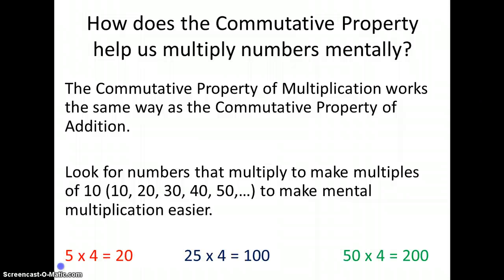Here are some examples. 5 times 4 equals 20. 20 is a multiple of 10. 25 times 4 equals 100. 100 is a multiple of 10. And 50 times 4 equals 200. And 200 is a multiple of 10.